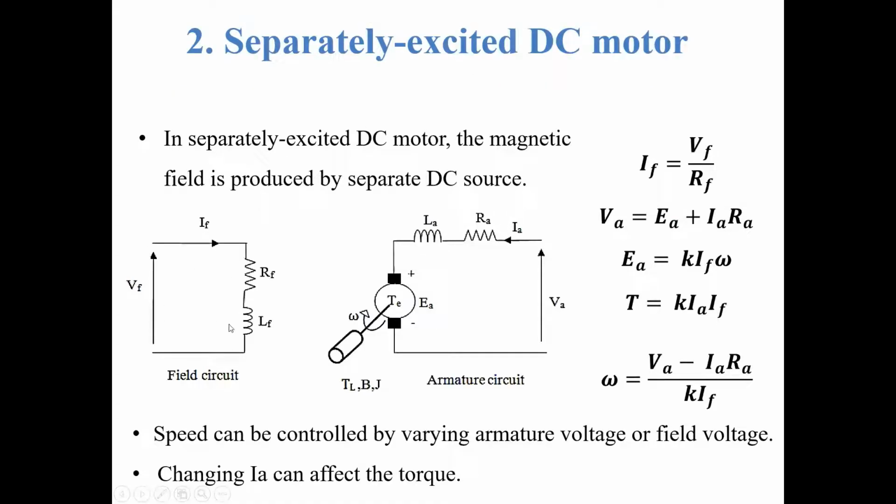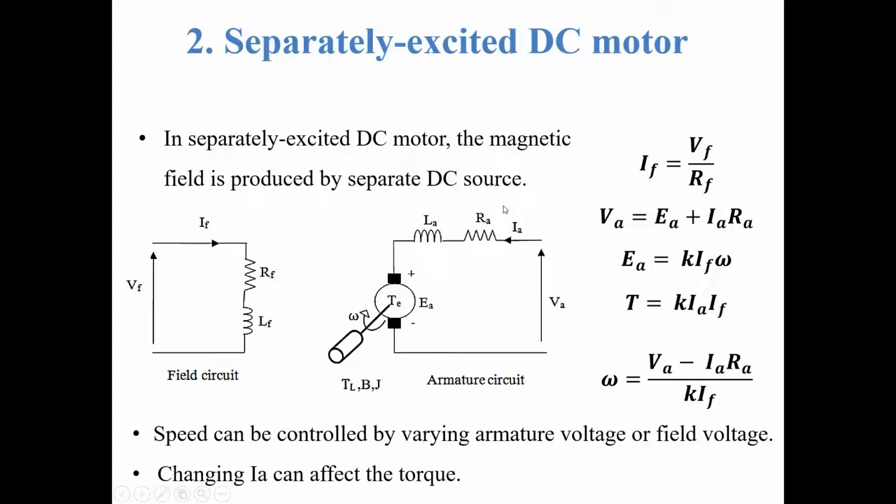Well, this is the equivalent circuit of a separately excited DC motor. As you can see, this is a separate DC power supply, and again we have another separate DC power supply for the armature. This is for the field. Since the two circuits are separate, it's very difficult to make analysis of the two. But from the basic knowledge of the machine, we can derive some of the equations.